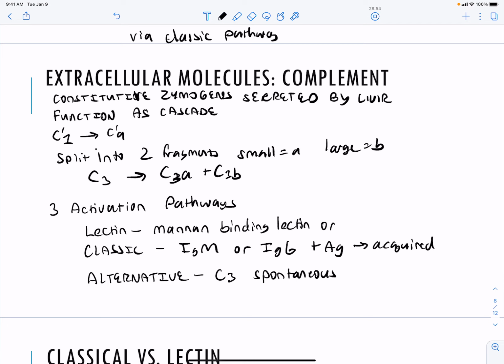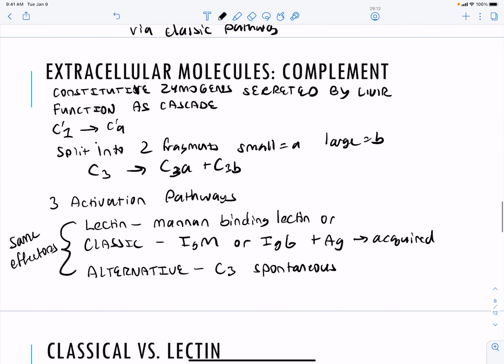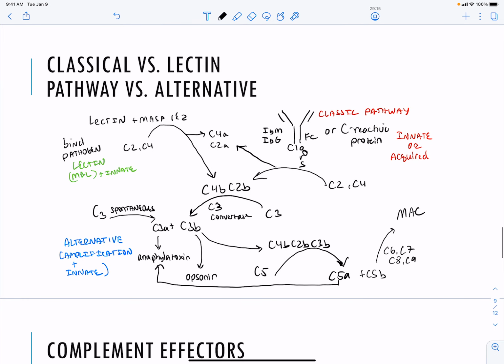Now, all of them are going to trigger the same complement effectors. The difference is how they get activated, or how they activate those zymogens. What's the trigger? What is causing the activation? So let's just look at these 3 pathways as they come together. We have our classic pathway, and it's called classic because it was identified first. It's interesting it was called classic because it is actually part of the acquired immune response, in part because it needs antibodies, and in order to have antibodies you have to have the B cells activated.